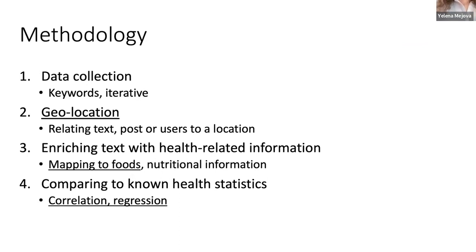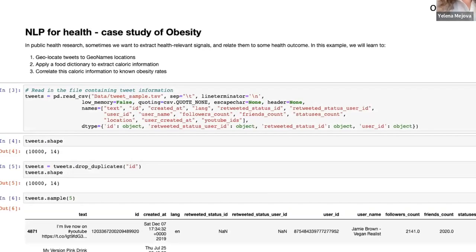Often you want to do geolocation, and we'll look at how that is done. You might want to enrich the text with some information, and that's often done with information abstraction. You extract something interesting out of it, and then you relate it to some known statistics. Sometimes people build regression models, or you can just run a simple correlation. So some of these things we will see today.